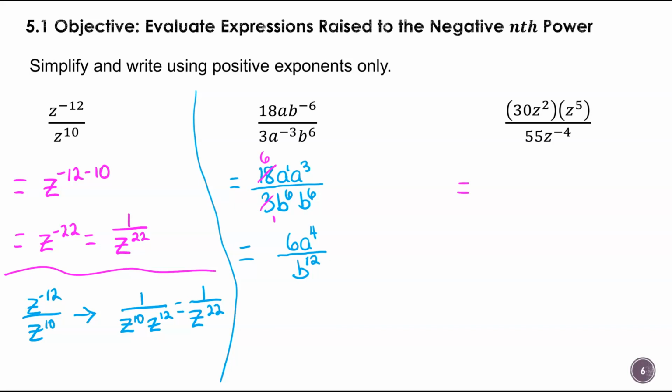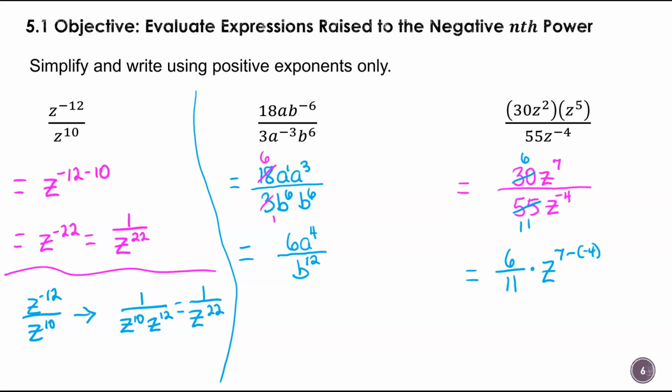Okay, let's look at this next one. We have to simplify the parentheses first. We can't work with this otherwise. So that will be 30z. We're going to add the exponents, so z to the 7th, over 55z to the negative 4. Now I'm going to subtract exponents this time so we can talk about that. 30 and 55 are divisible by 5, so that'll be a 6, and that will be 11. So I'll have 6/11 times z to the 7 minus negative 4.